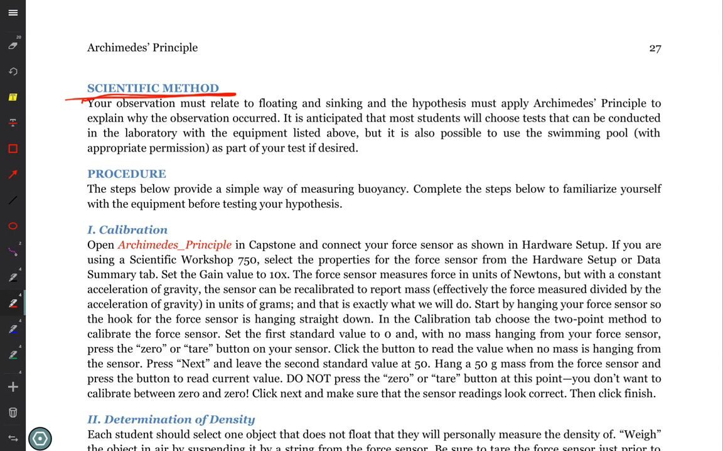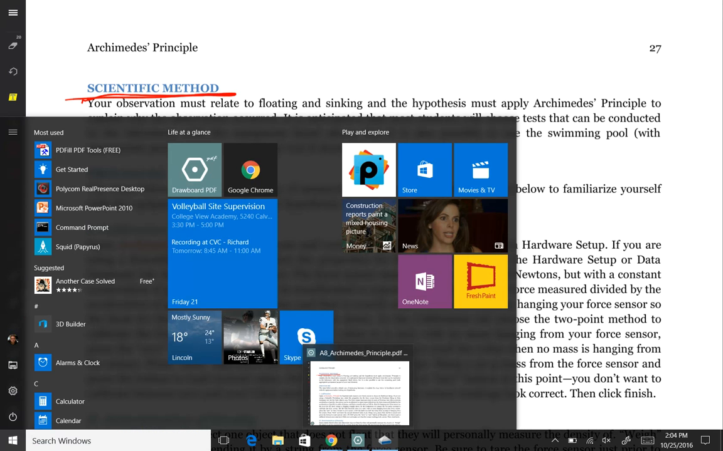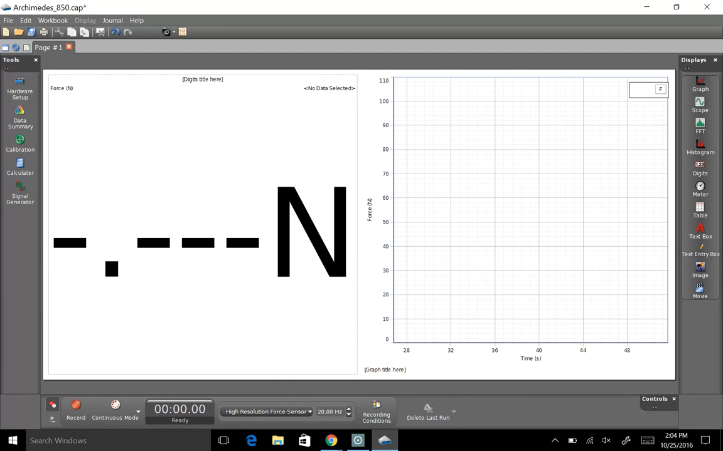The first thing you need to do is calibrate your force sensor. We have the force sensors, just set them up like this, hanging straight down. To calibrate it, come over here to the Archimedes Principle Capstone file. It has two displays: an actual measurement of the force, and a graph as well. I like graphs, so I use that, but you might like looking at numbers, so you might look at that.